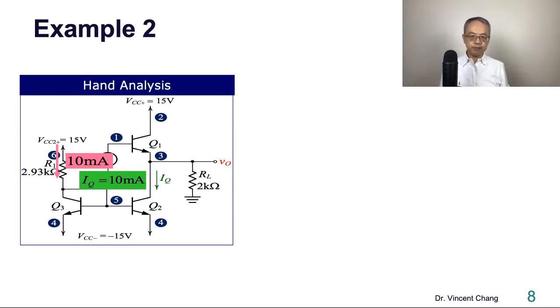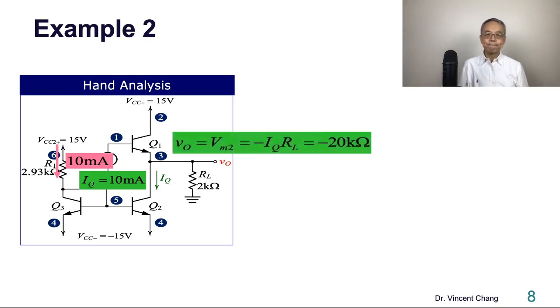In the second example, the bias current is still 10 milliamp, but the load resistance is now changed to 2 kilo ohm. So would this still be the answer? No. Why? It's impossible to go down to negative 20 volt, because when you go down to negative 14.8 volt, something happened.